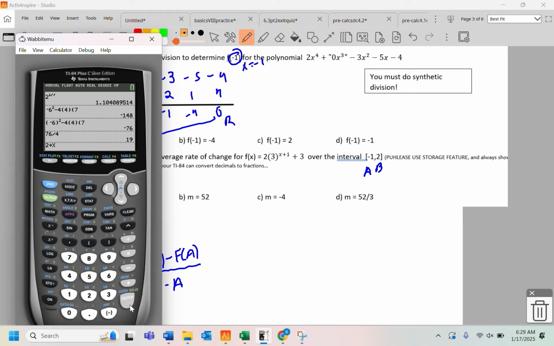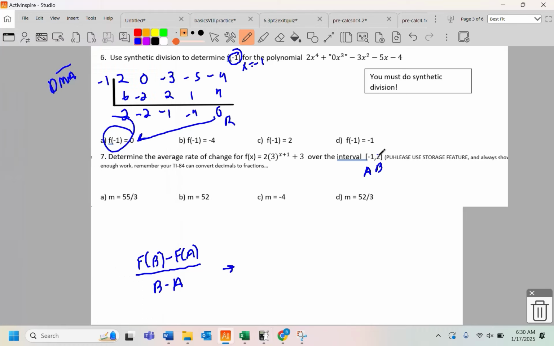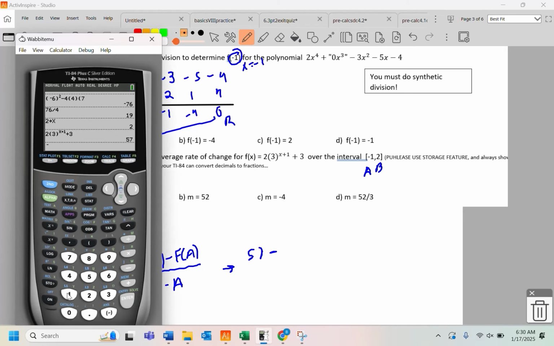Take a 2, store it to x. Type in the equation as written. Don't do as some kids did and think you can actually do 2 times 3 and rewrite this as 6 times x plus 1, because you can't. So if I plug in a 2, I get a 57, and that was b. Then I have a minus, so there's a minus. Now I'm going to take my calculator, if it'll open, I'm going to take a -1 and store it to x. I'll go back up and highlight my work.